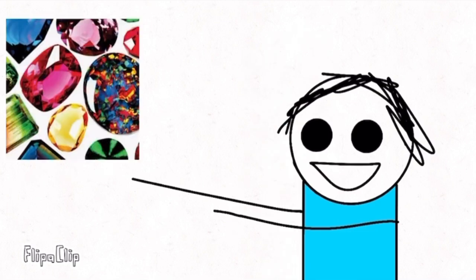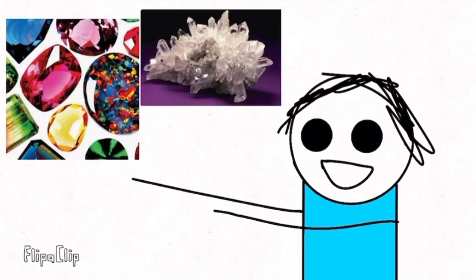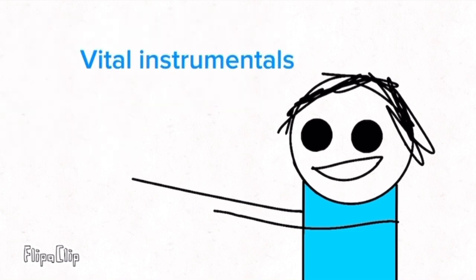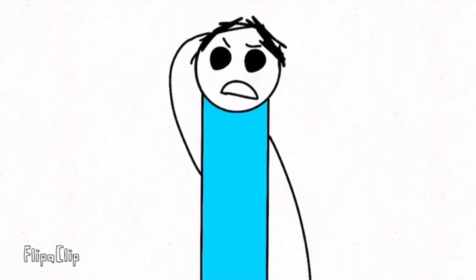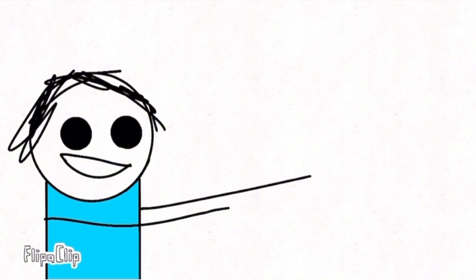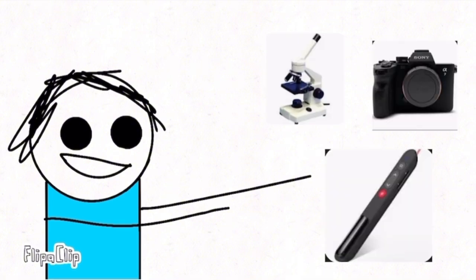Crystals can sometimes be shiny or see-through. They can also be colorful. They can also be used in vital instruments, and I don't have the brain to tell you which ones. But they can be used in microscopes, cameras, and lasers.